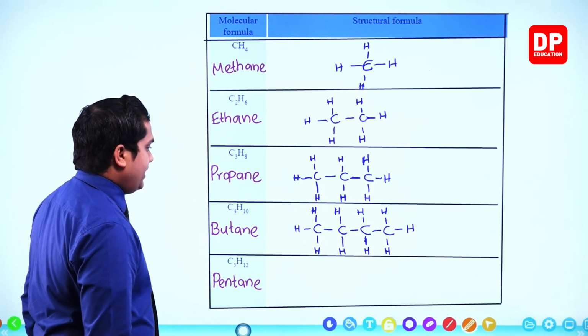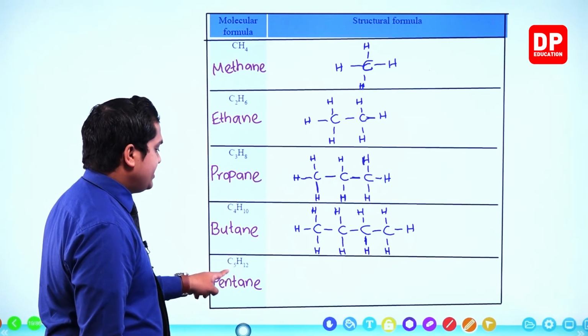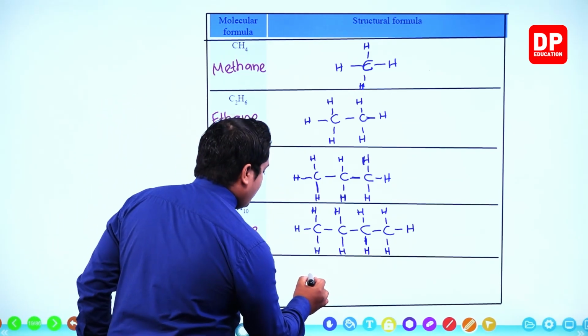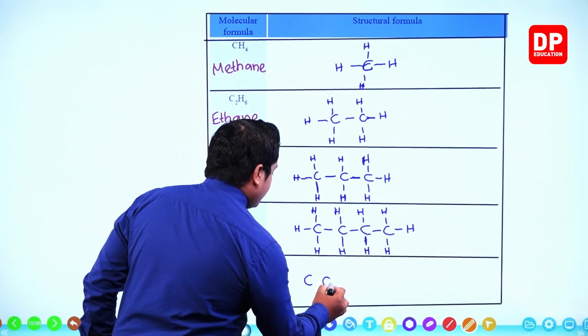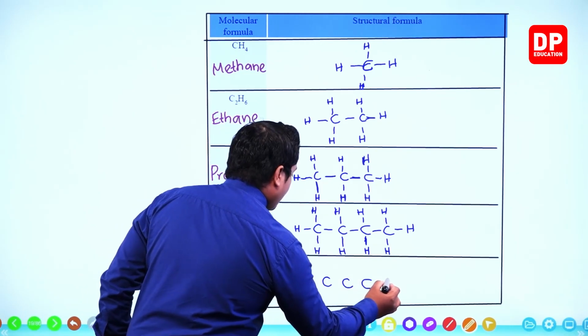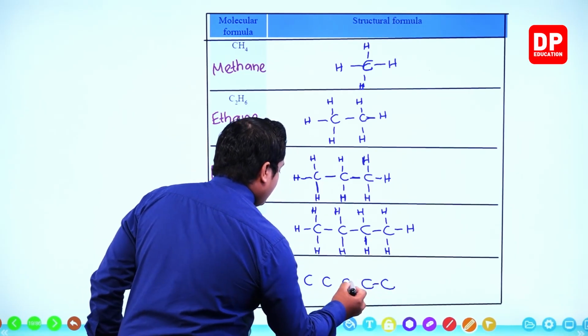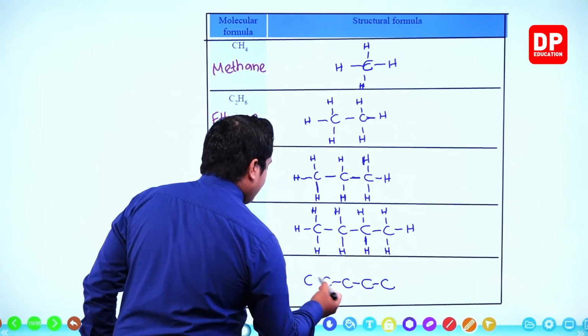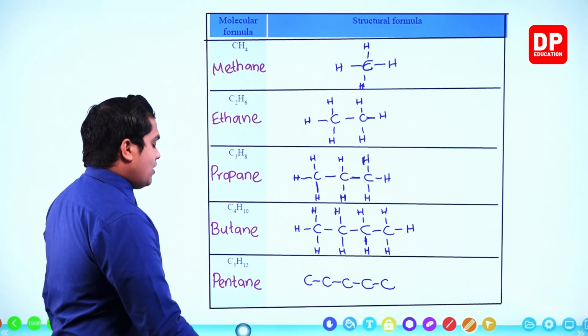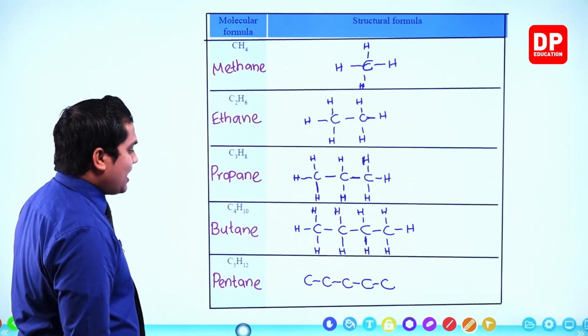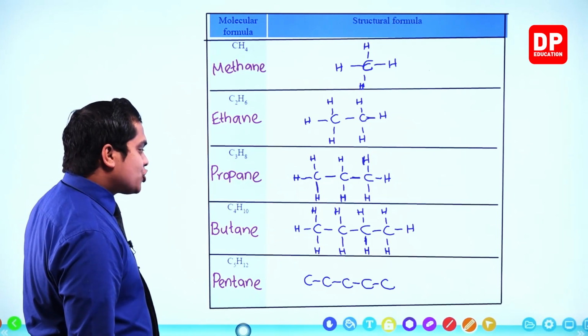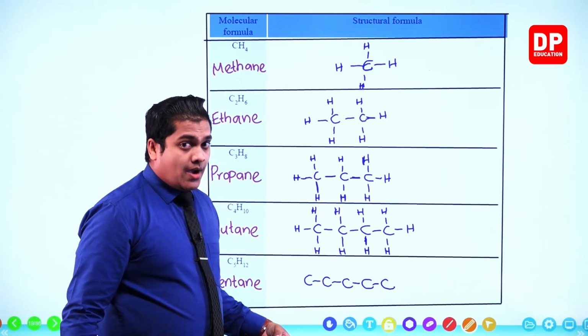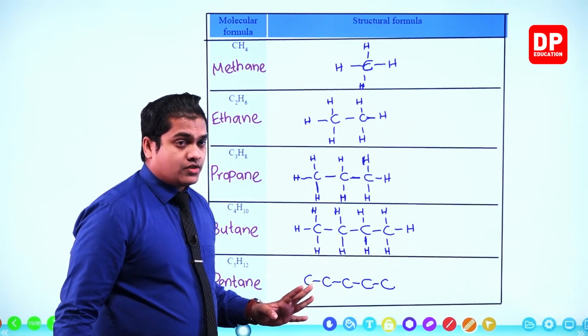Right. Then the final one, pentane. Carbon count is 5. So 5 carbon atoms. 1, 2, 3, 4 and 5. Single bonds. Now complete the number of hydrogen so that each carbon atom contains 4 different bonds.